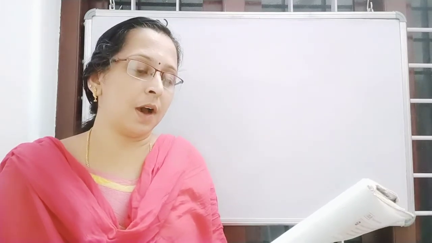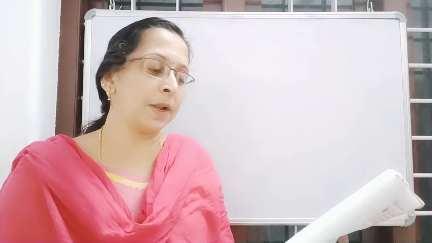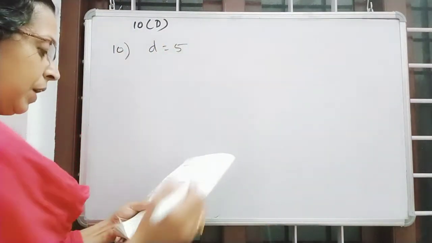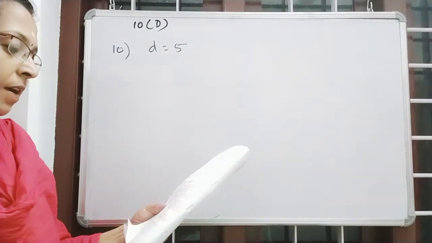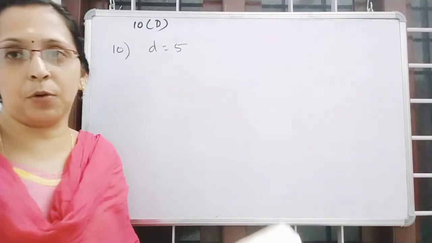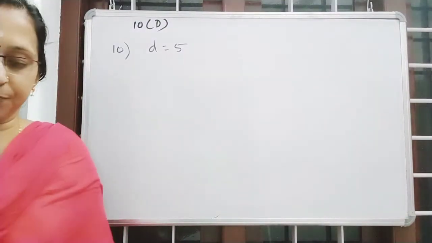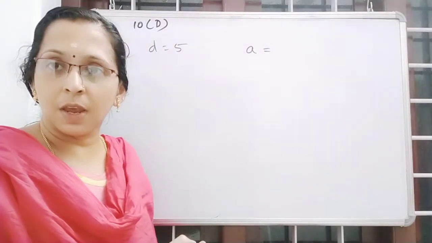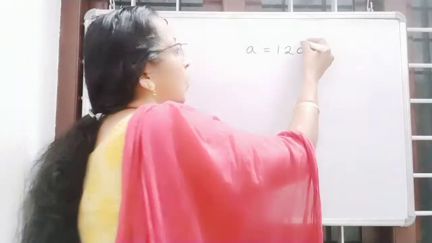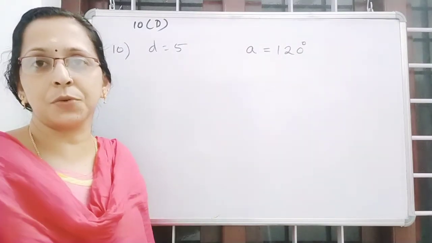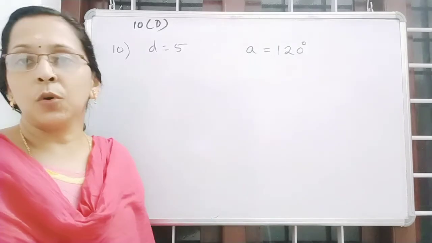Next, question number 10. The angles of a polygon are in AP with common difference 5. So, given d is equal to 5 degree. If the smallest angle is 120 degree, find the number of sides of the polygon. Smallest angle means the smallest value, which we denote as a, no? So, given a is equal to 120 degree. The first term T1 is equal to a is equal to 120 degree.